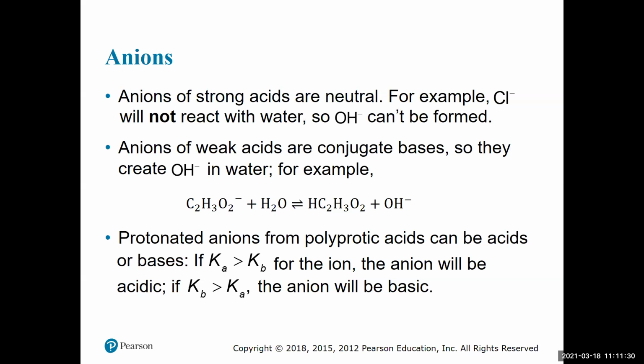The third one, protonated anions of polyprotic acids, can be acids or bases. Remember, that would be something like phosphoric acid. It starts out H3PO4. You lose that first proton. You've got a negatively charged anion, but you still have protons on there that could be donated. That's what we're talking about in these cases. Whether that ion serves as an acid or a base depends on the Ka and the Kb of the ion. If Ka is bigger than Kb, the anion will be acidic. If Kb is bigger than Ka, the anion is basic.